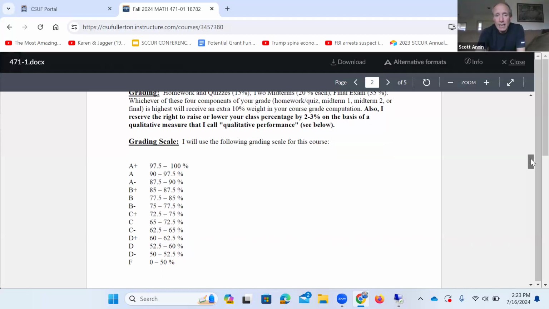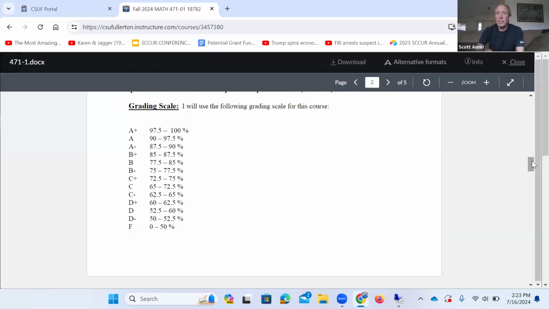I have a grading scale here. It's also a little more generous than your standard 90, 80, 70 scale. To get an A-, you only need 87.5%. A B-, you need 75%. And a C is 65%. I probably won't give very many C-minuses if I can help it. But you can see it's a little bit softer than a usual scale.